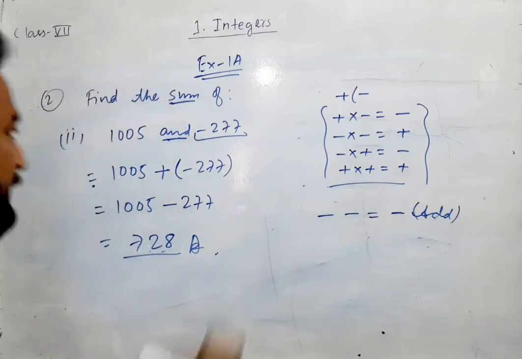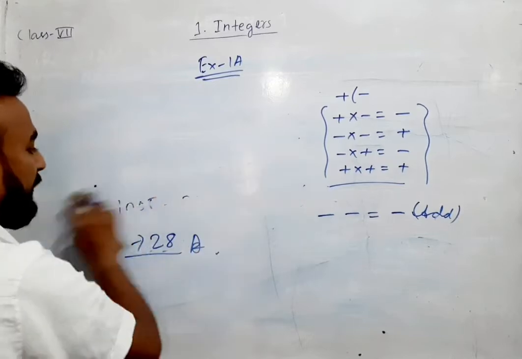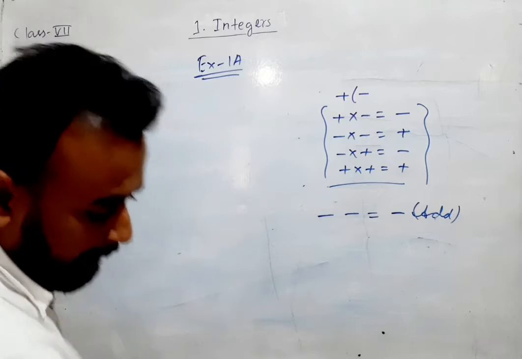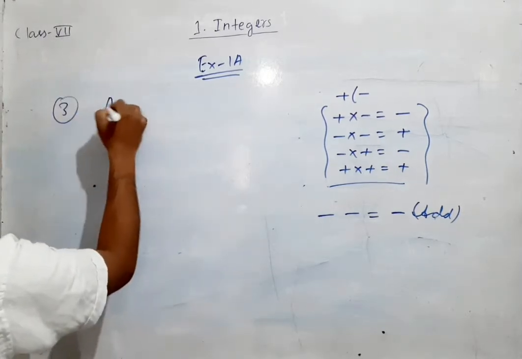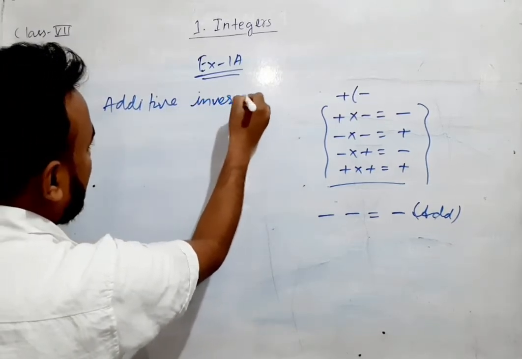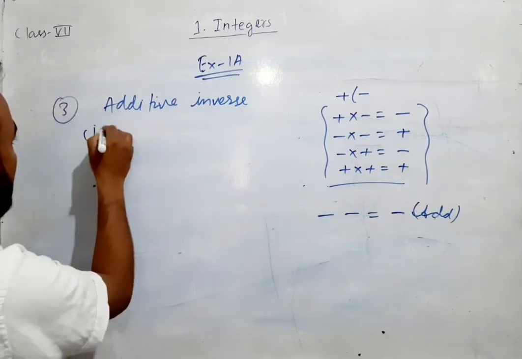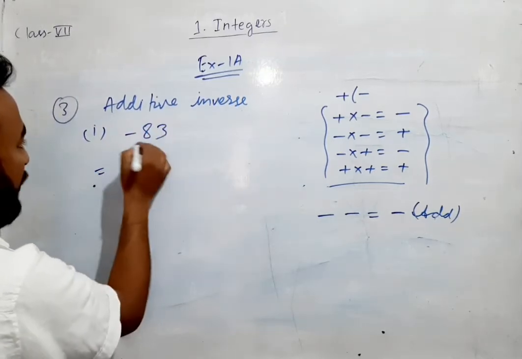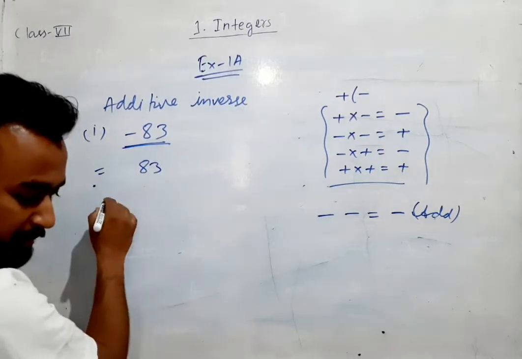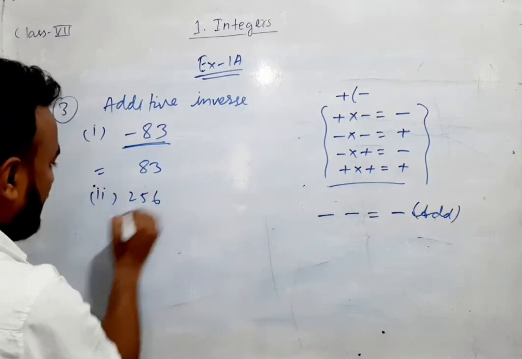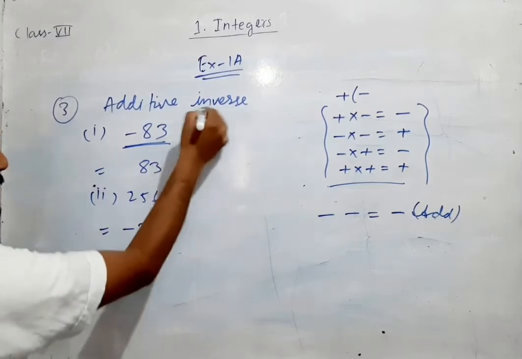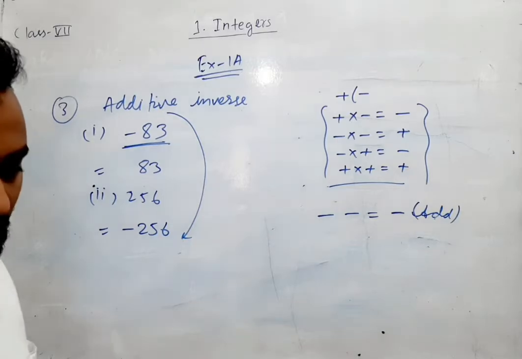Question number 3 is very simple. You have to write only the additive inverse, right? Already we have discussed that in question number 3 you have to write the additive inverse. In question number 3 of part 1, you have given -83. Then the additive inverse of -83 is plus 83. And what is the additive inverse of the number in part 2, which is 256? The sign of 256 is plus. So you have to put a negative sign here to convert it into the additive inverse.